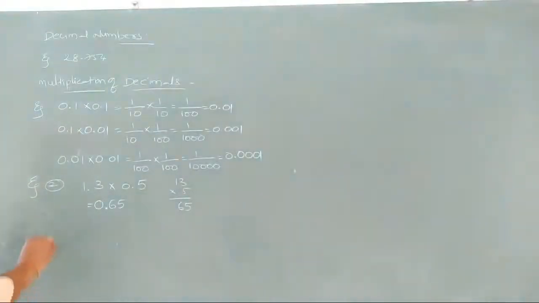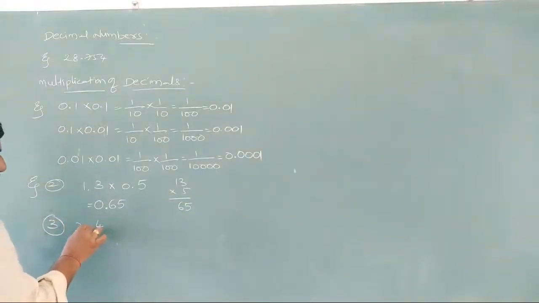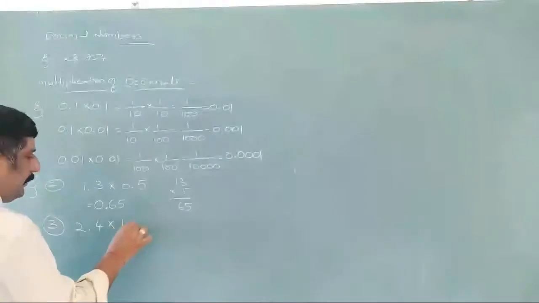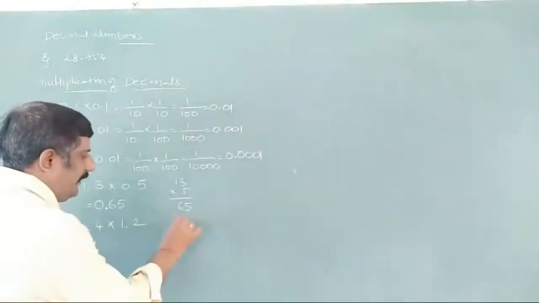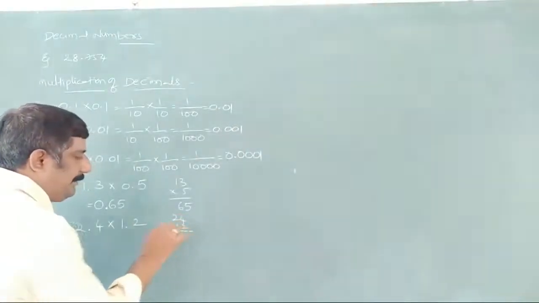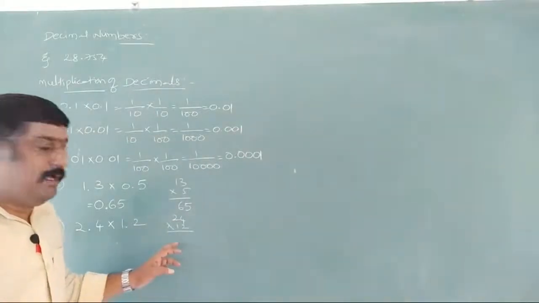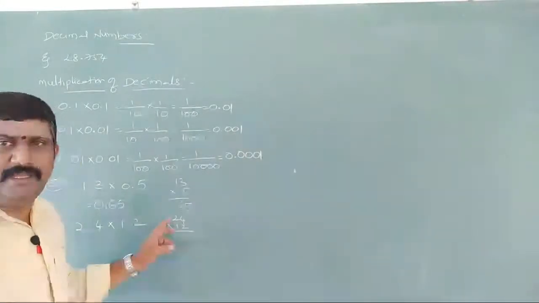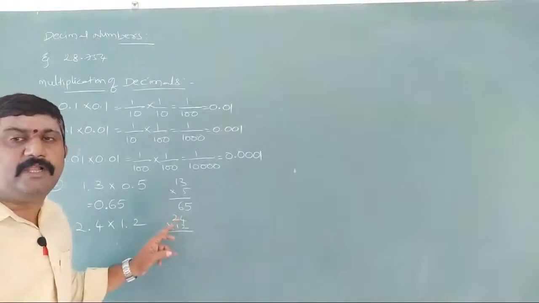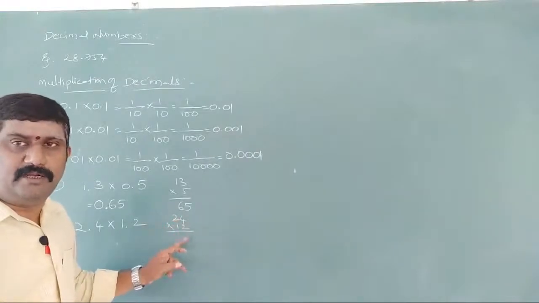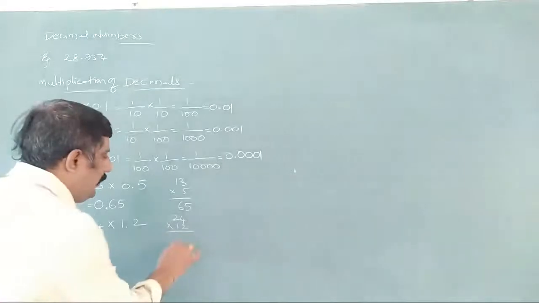I think you understood very well here. Let me take another example. 2.4 into 1.2. How much are you going to get here? 24 into 12 I am taking here. Now simply you can directly multiply. 24 tens are 240, 24 twos are 48. 240 plus 48 is going to be 288.